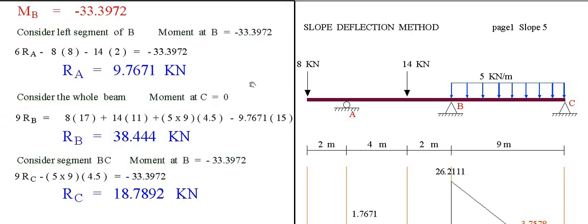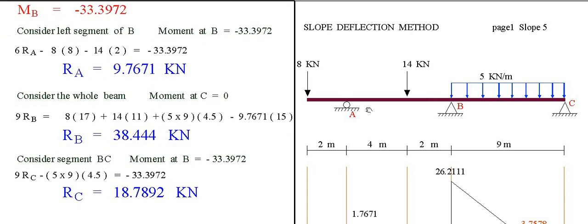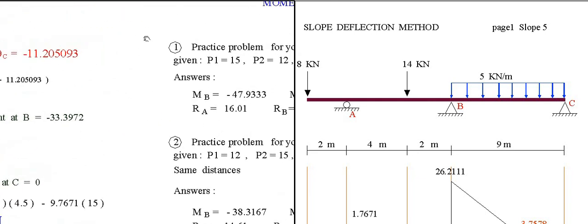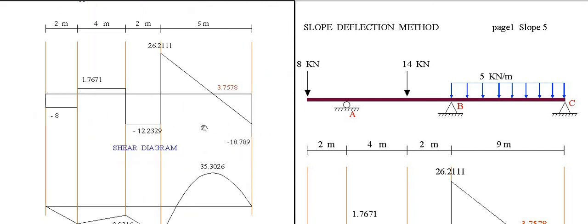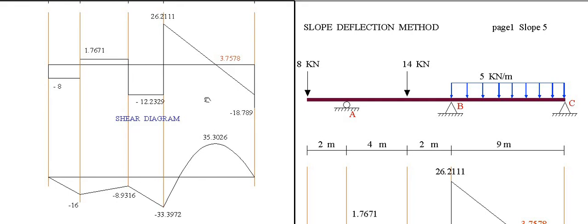So far we have solved the unknowns of three reactions and the moment at B. Then this is the appearance of the shear and moment diagram. Okay, we have a moment of 33.3972. We have the reaction. Given the forces, we can draw the shear diagram and moment diagram.